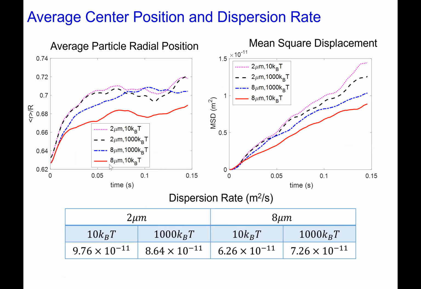We also characterized the dispersion rate based on mean square displacement for particles with different sizes and different stiffness. And it shows that the dispersion rate is much higher than the diffusion rate induced by thermal fluctuation. That means the red blood cells can enhance the particle dispersion rate in blood flows.